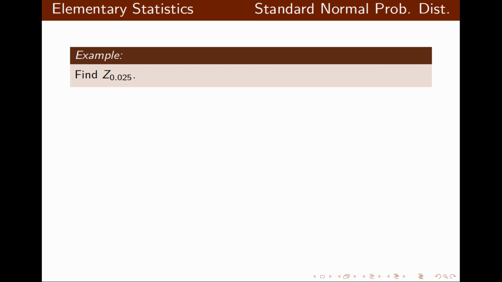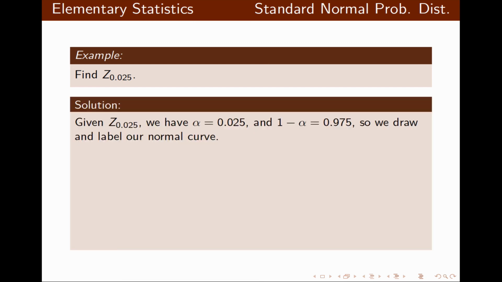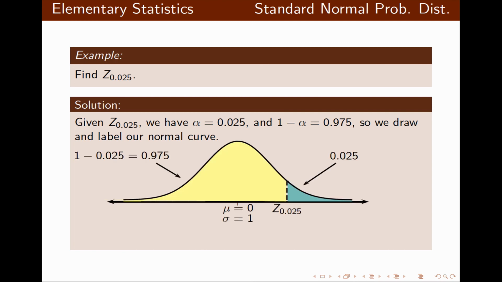In this case, we want to find z of 0.025. So our alpha here is 0.025. So 1 minus alpha will be 0.975. So we're going to draw and label our normal curve. We have the left area, that's what we need. We're going to use the inverse norm with the left area 0.975, followed by mean 0 and a standard deviation 1. So the answer here is 1.960.